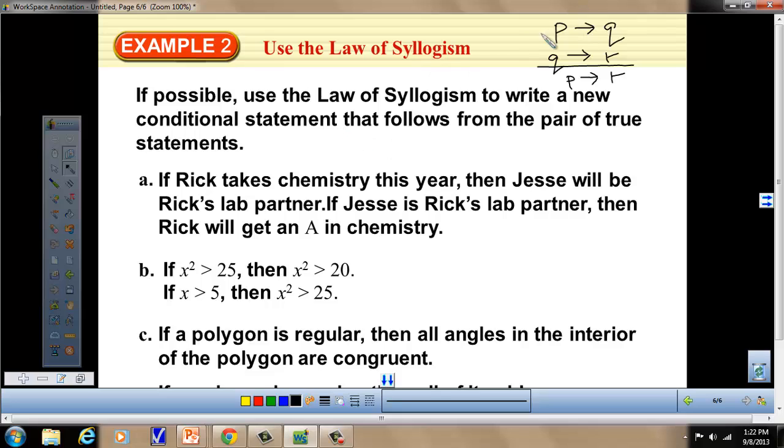So again, for these problems, they're going to give you this, and you need to figure out how to write the final one. So in this first example, Rick takes chemistry this year is my P, and Jesse, being Rick's lab partner, will be my Q. If you notice, the second statement, or the second part of this, is now the first part of the second sentence. So this is my Q, but my Q implies R here.